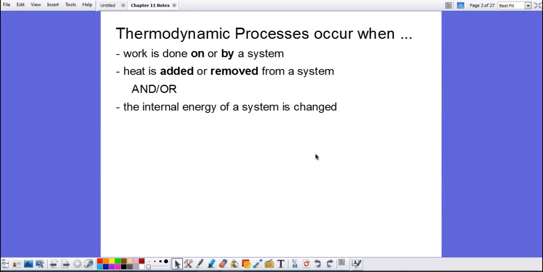Today we're going to talk about thermodynamic processes. Thermodynamic processes occur when work is done on or by a system, when heat is added or removed from a system, and/or when the internal energy of a system is changed. So we're going to talk about when these things could occur and what processes they could occur by.